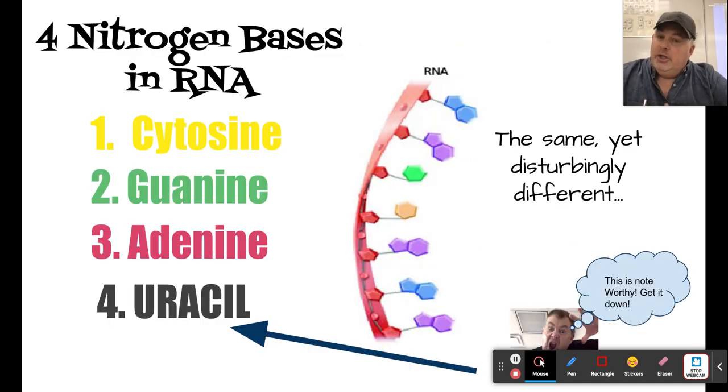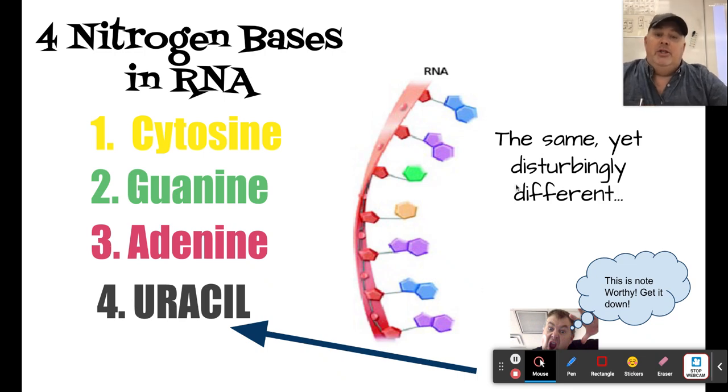Just like DNA, there are bases that correspond with RNA, and we again call those nitrogen bases based on the nitrogen that's present within those. The four that are present are cytosine, guanine, adenine, and a different one this time, and that's to make note, and that is uracil. So uracil down there is the fourth. That's a little bit different than the DNA.